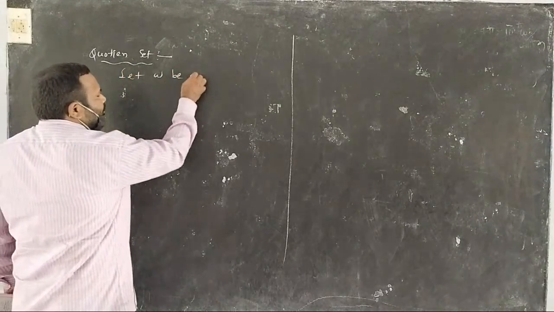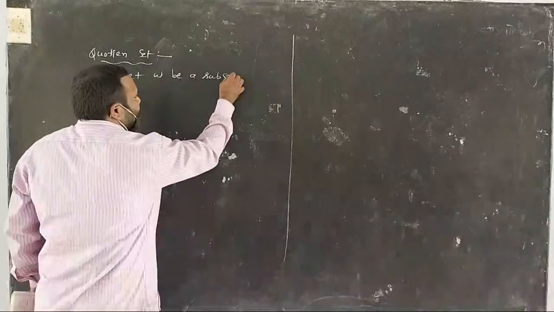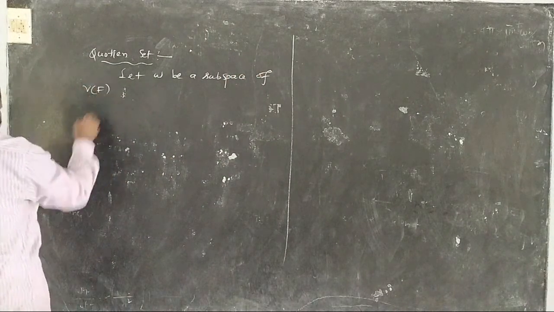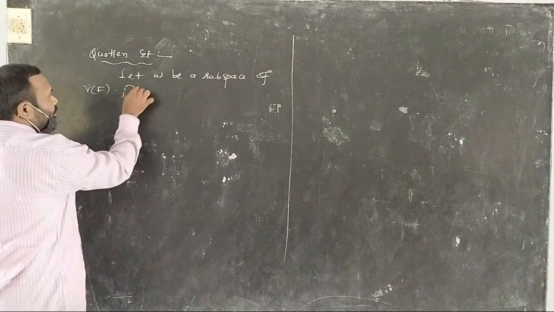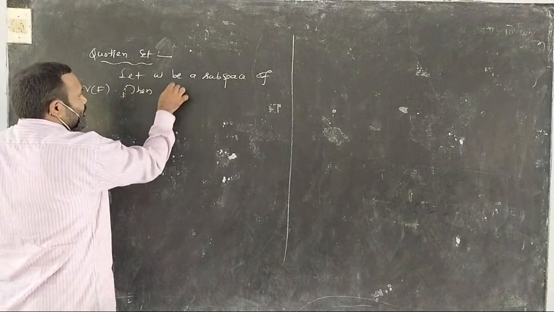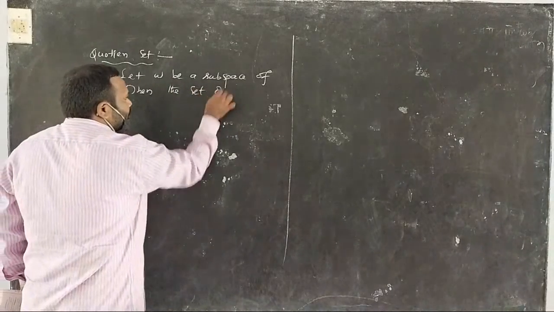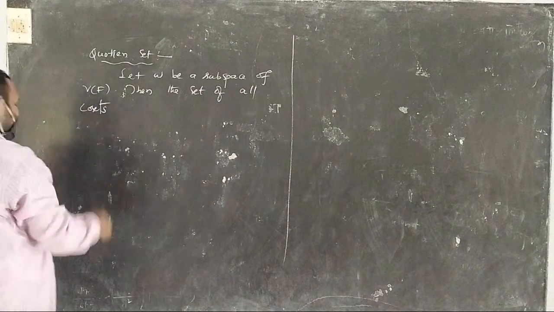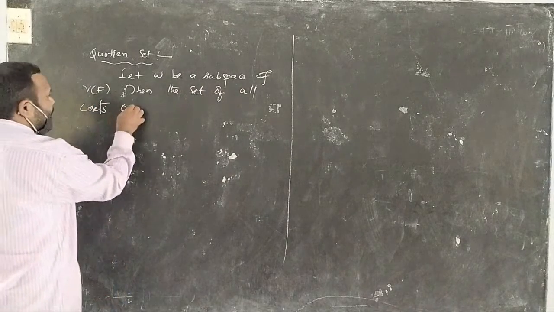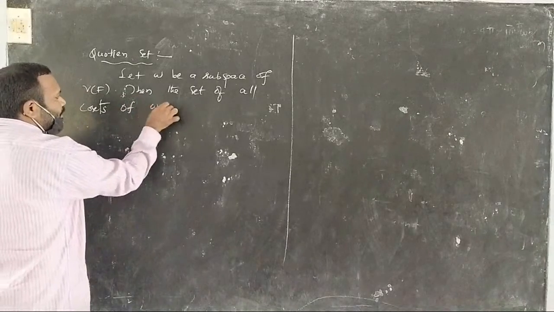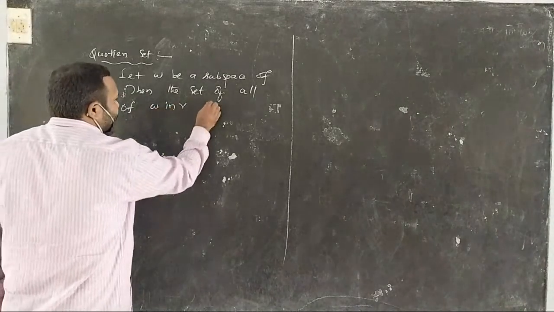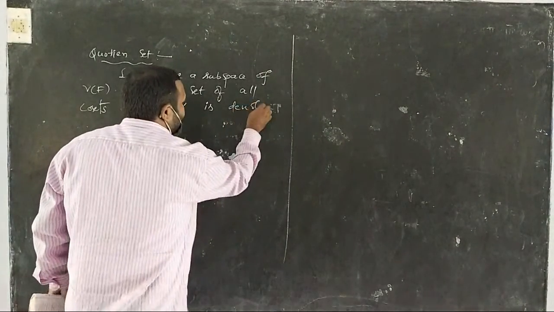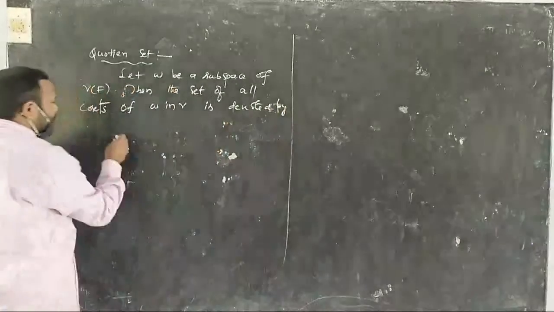Let W be a subspace of V of F. V of F is a vector space. Then the set of all cosets of W in V is denoted by V by W.